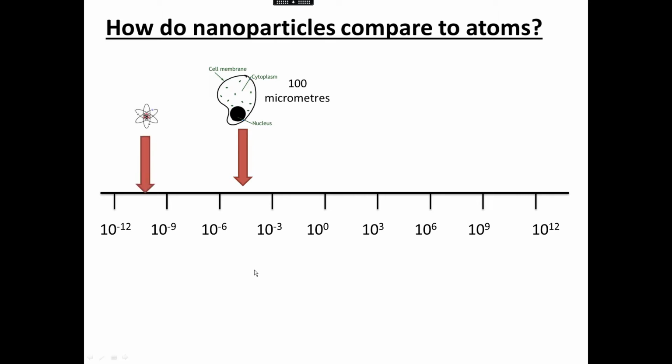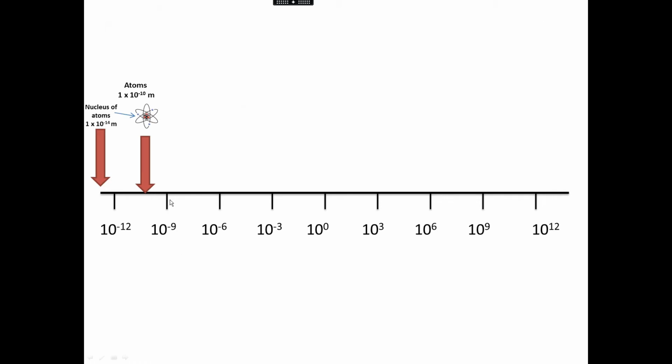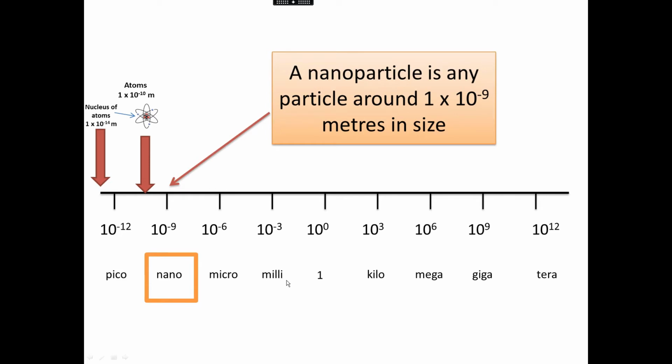And then what else am I going to put on this scale? Atoms. Well, an atom is about 1 times 10 to the minus 10. In other words, 0.1 nanometers, or around about 100 picometers. The nucleus of an atom is even smaller again. Okay, now nanoparticles we've learned about fit in here. So larger than an atom, smaller than a cell, around 1 times 10 to the minus 9 at 1 nanometer. So 1 times 10 to the minus 9 meters is also referred to as 1 nanometer.